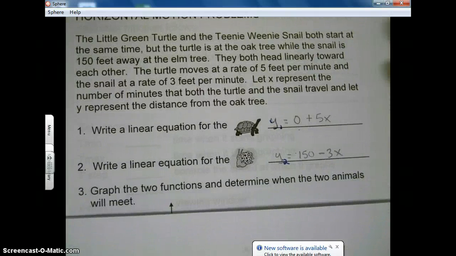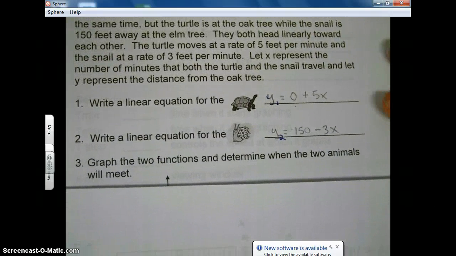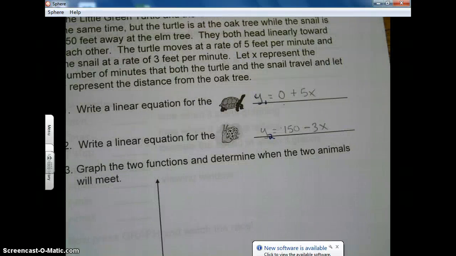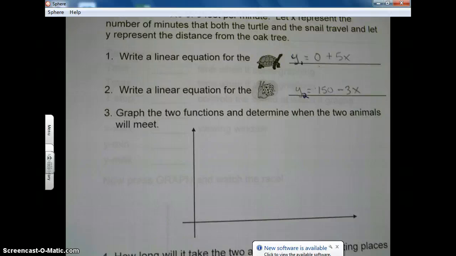It says graph the two functions and determine when the two animals will meet. Well, basically what we have here is a system of equations, okay? So we're just graphing a system of equations here. So let's go ahead and do that.